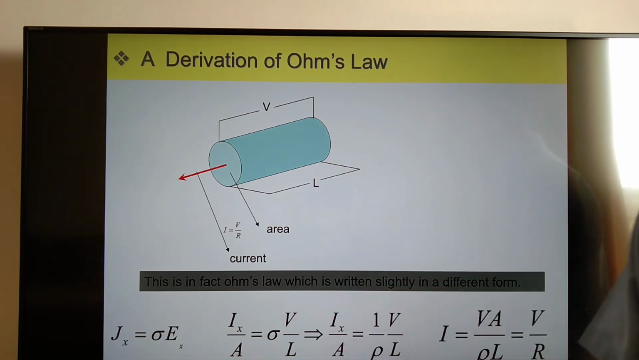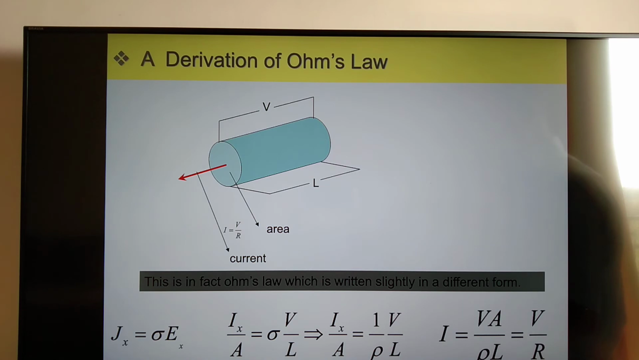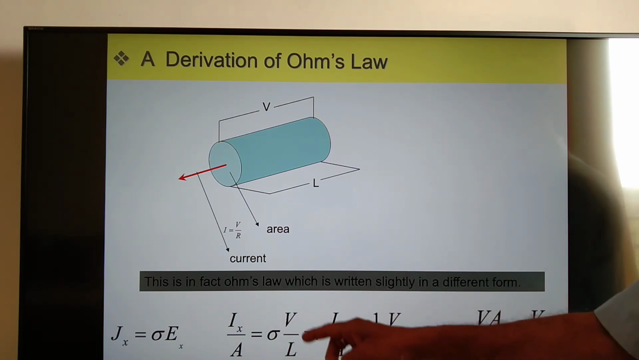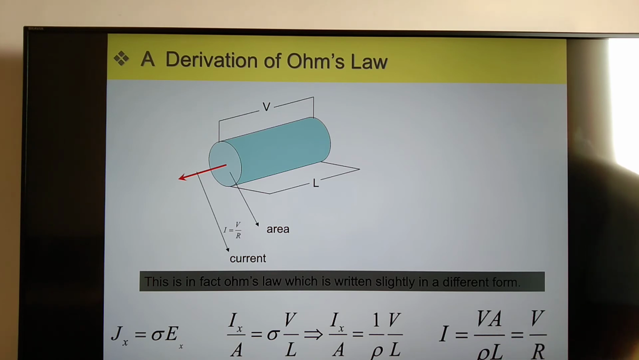The current density along the x direction is given by sigma E, where J is given by Ix by A, and the electric field E equals V by L. It is quite understandable because electric field is voltage by distance. If we put V by L here, and sigma conductivity is 1 by rho, then current comes to V A by rho L, or simply V by R. So this is nothing but Ohm's law. From the basic principle we can obtain Ohm's law in this form also.